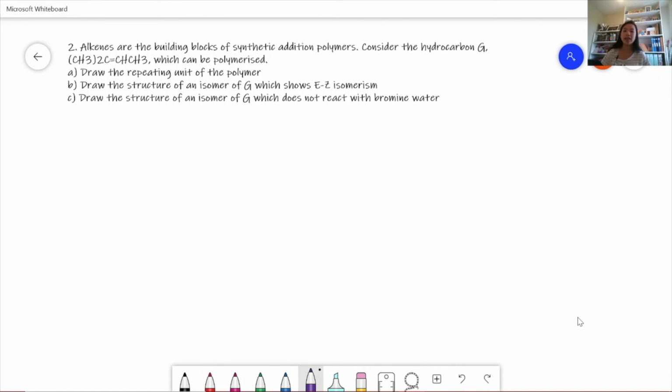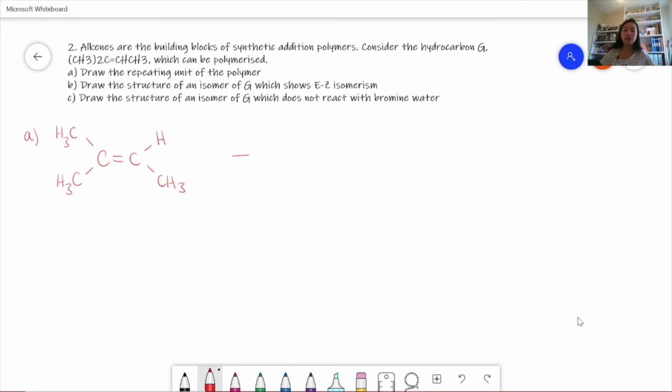So alkenes are the building blocks of synthetic addition polymers. Consider the hydrocarbon G, and we have CH3CHCHCH3, which can be polymerized. For A, draw the repeating unit of the polymer. So first let's draw out the alkene that we have. So we have 2 carbons, and then we have a methyl group and another methyl group, and then a hydrogen and another methyl group.